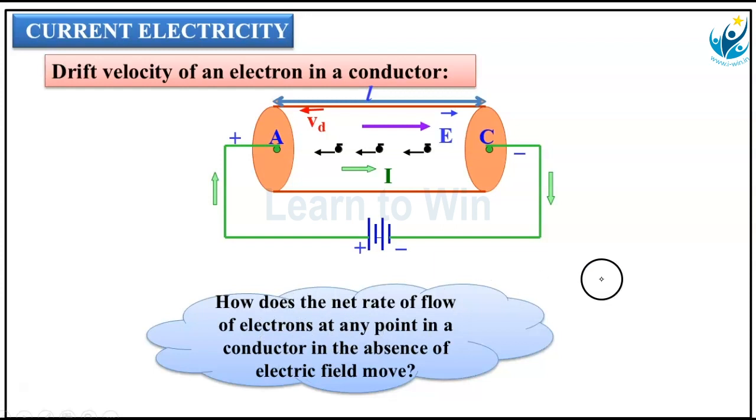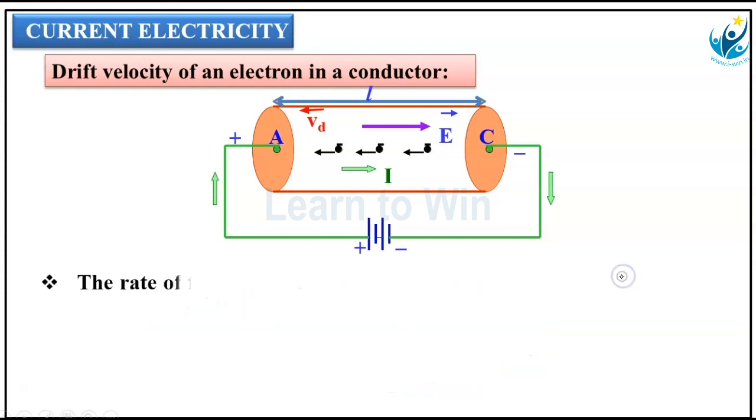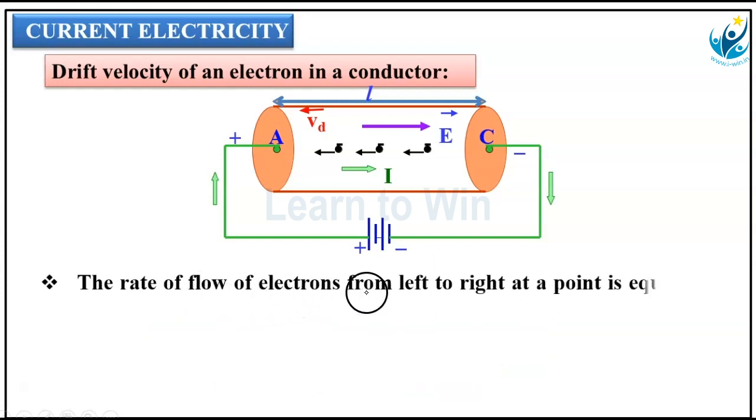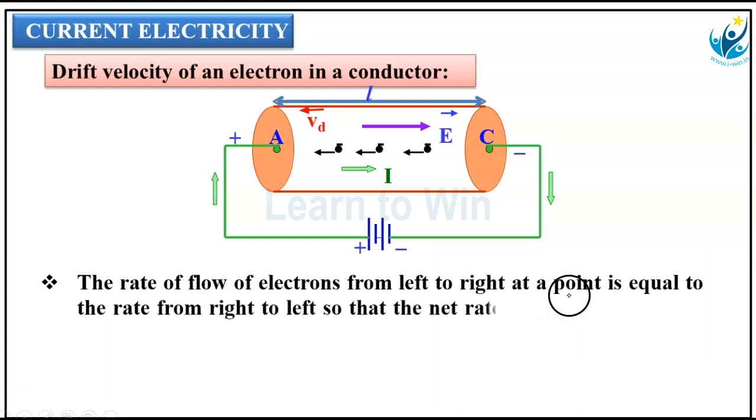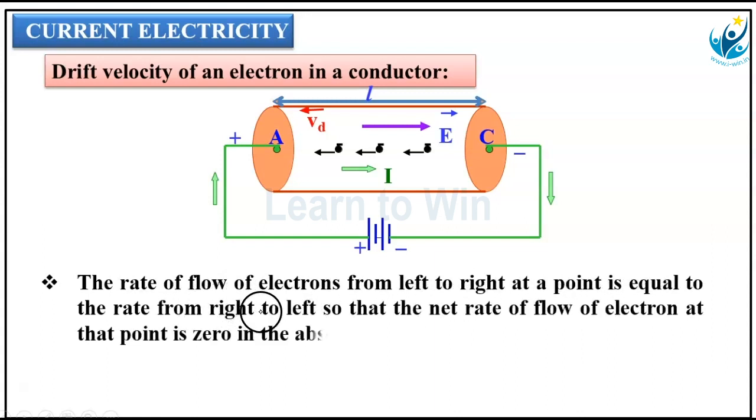The net flow becomes 0. The rate of flow of electrons from left to right at a point is equal to the rate of flow of electrons from right to left. So the net rate of flow of electrons at that reference point is 0. This is all in the absence of an external electric field.